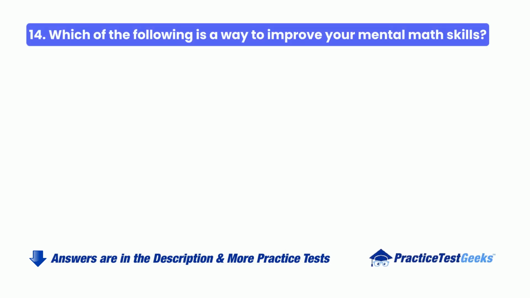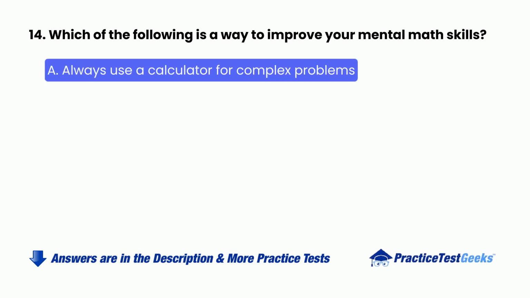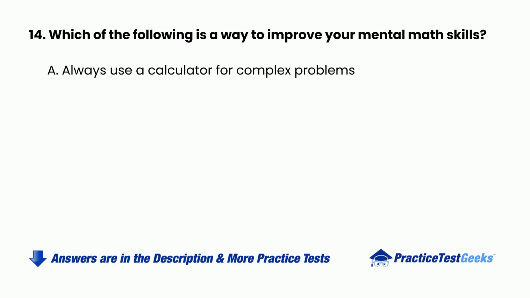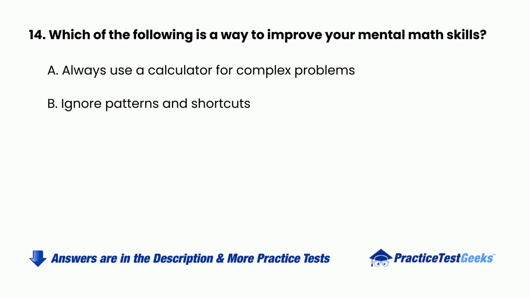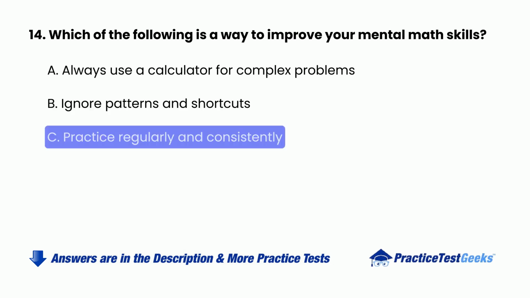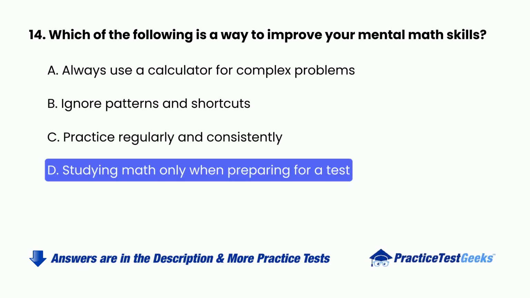14. Which of the following is a way to improve your mental math skills? A. Always use a calculator for complex problems. B. Ignore patterns and shortcuts. C. Practice regularly and consistently. D. Studying math only when preparing for a test.